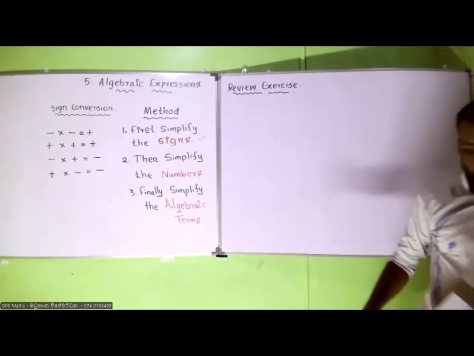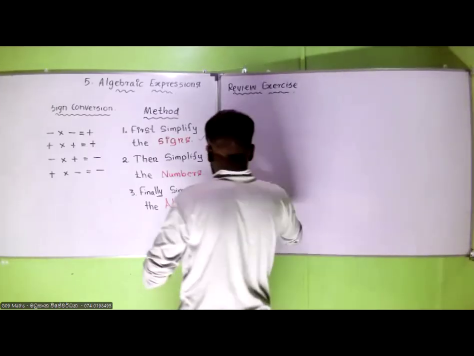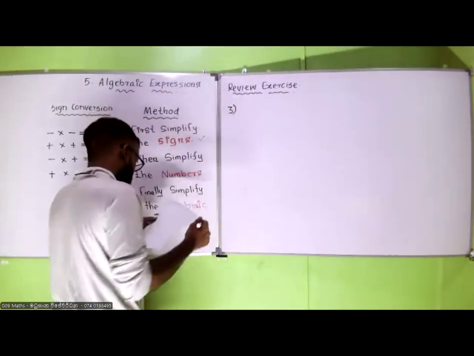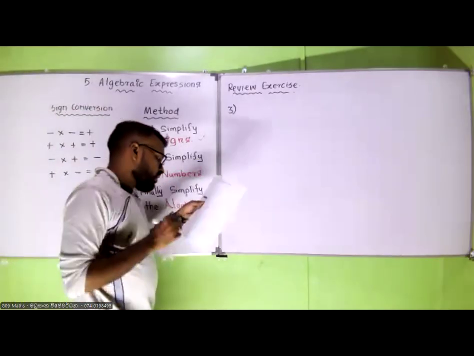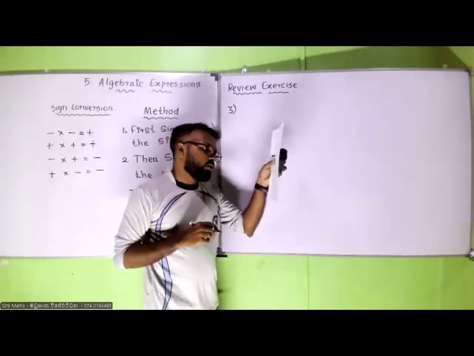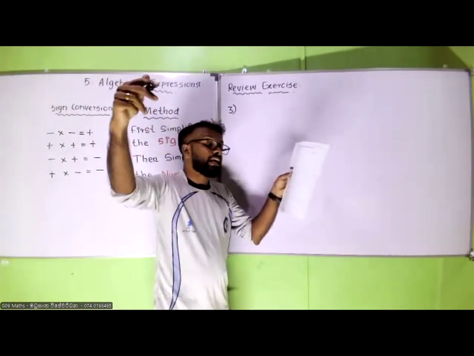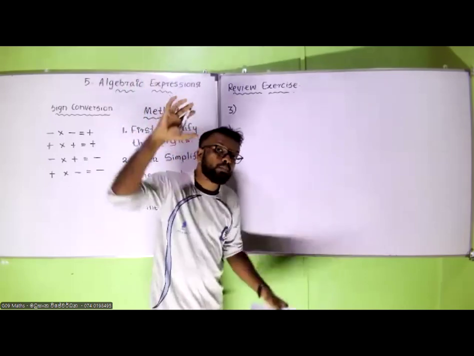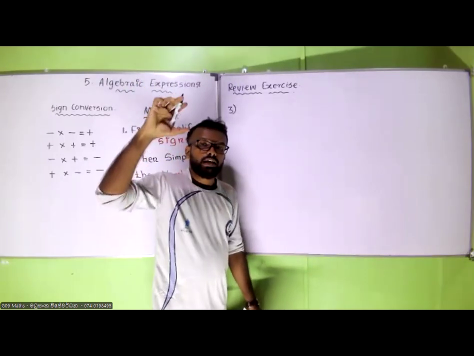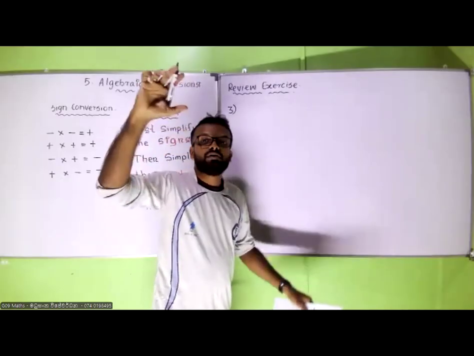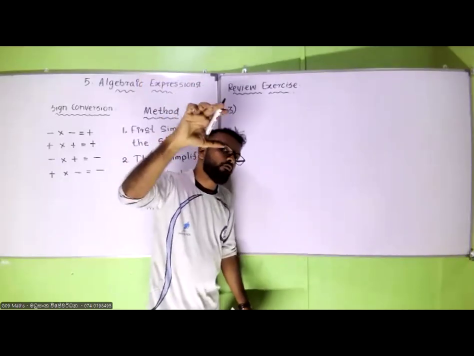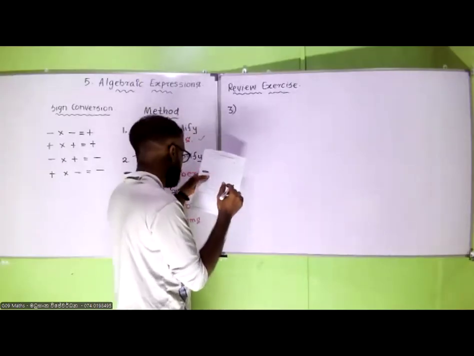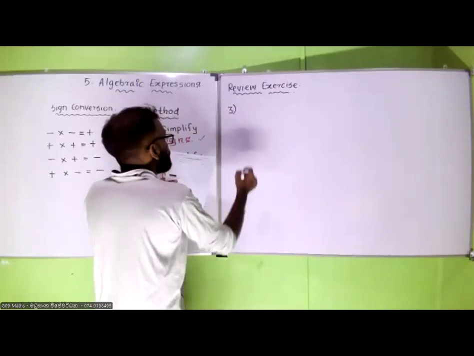Right. Now we are going to do the substitution. Third question. Find the value of each of the following expressions when x equals negative 3 and y equals positive 2. We have to substitute negative 3 and positive 2 where we have x and y and find the final value. So I will do part A.